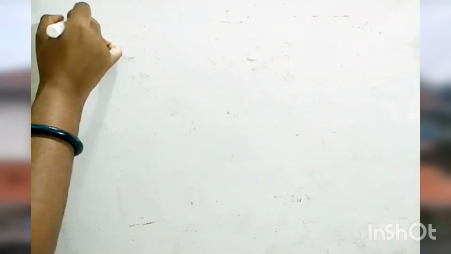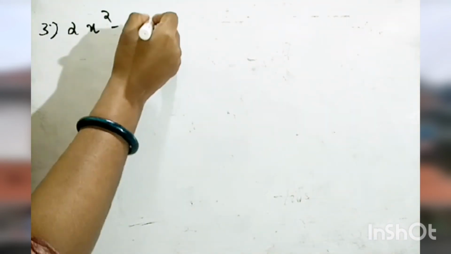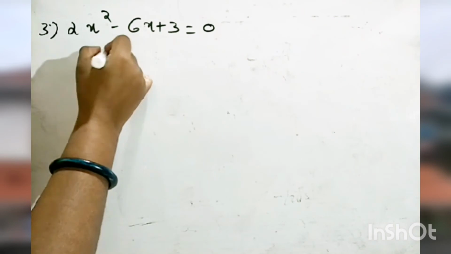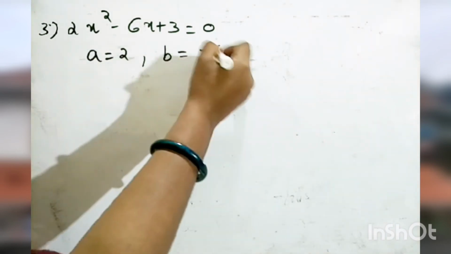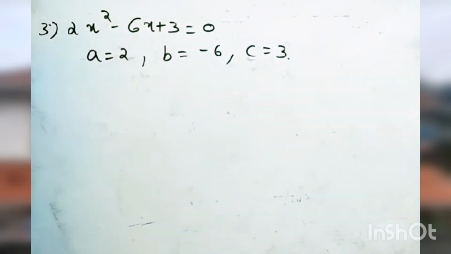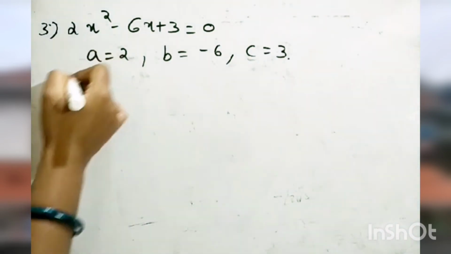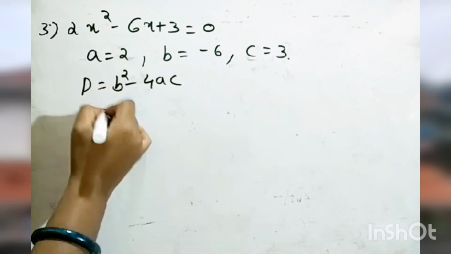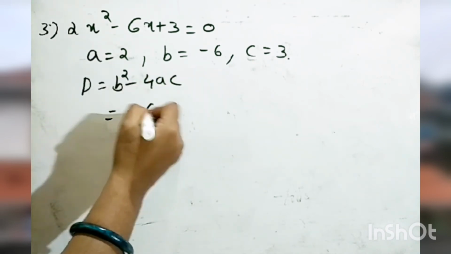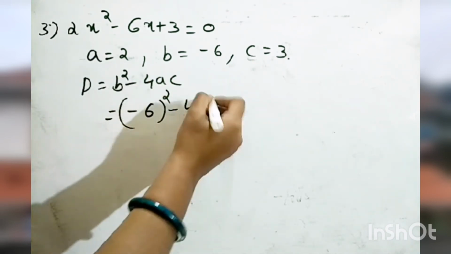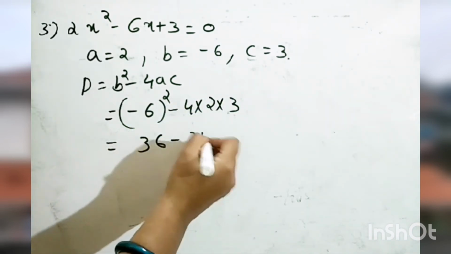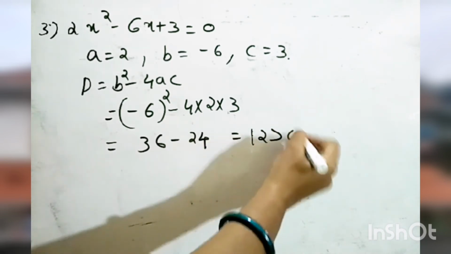2x square minus 6x plus 3 is equal to 0. A is equal to 2, b is equal to minus 6 and c is equal to 3. Then D is equal to b square minus 4ac, that is equal to minus 6 all square minus 4 into 2 into 3, that is equal to 36 minus 24 equal to 12, and it is greater than 0.